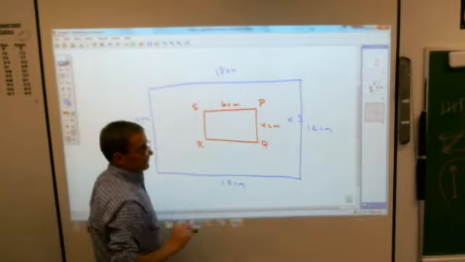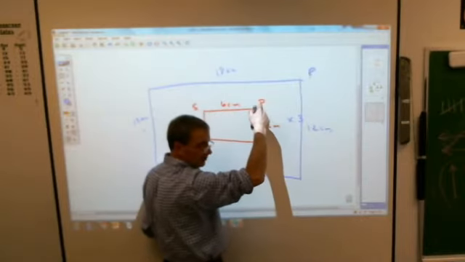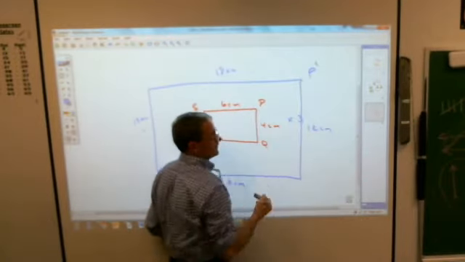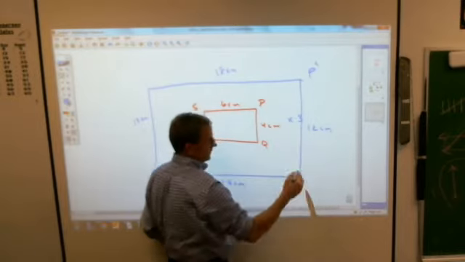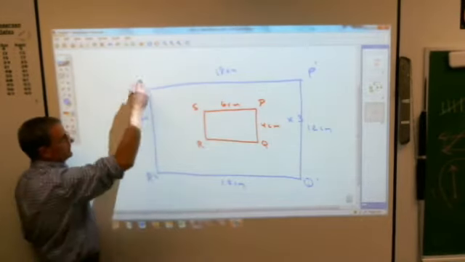And then, to show that this corresponds to point P but is not point P, that's why they put that little apostrophe there, and it's called P prime. This is called Q prime. This is called R prime, and this is S prime.